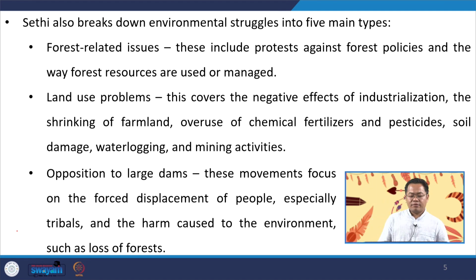The third type that SETI talks about is the opposition to large dams. Now, it is very important for India to construct large dams to exploit its water resources, and India is very rich in rivers, and in terms of natural resources, and definitely water is one among them. Even if you look at global statistics today, India is the third country when it comes to the construction of hydropower dams.